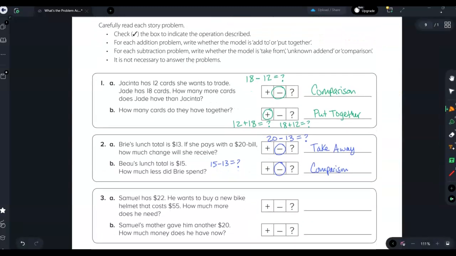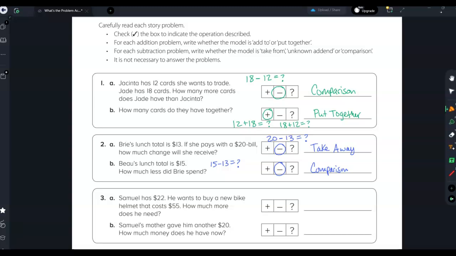So then let's look at number 3. Samuel has $22. He wants to buy a new bike helmet that costs $55. How much more does he need? So do we have a starting value that we are somehow changing, like we're trying to increase it or decrease it? We really don't. If he already had the money for the bike helmet, then that would be different. Then we would actually be spending the money. We'd actually be buying it, right?